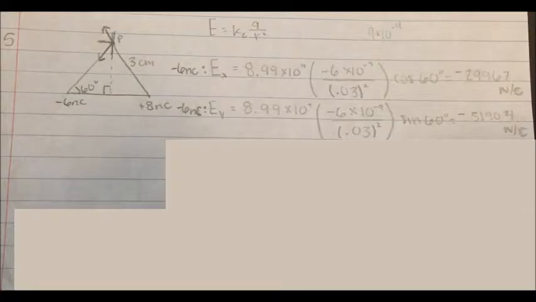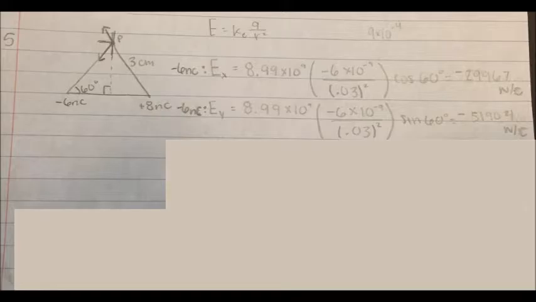Looking at our negative 6 nanocoulomb source charge, we can see in the x direction that we plugged in our numbers. First, we have Faraday's constant, which is 8.99 times 10 to the 9th. And then for our charge, we took into account that it was given in nanocoulombs, so we converted it into coulombs by multiplying it by 10 to the negative 9th. Similarly, we converted the 3 centimeters into 0.03 meters.